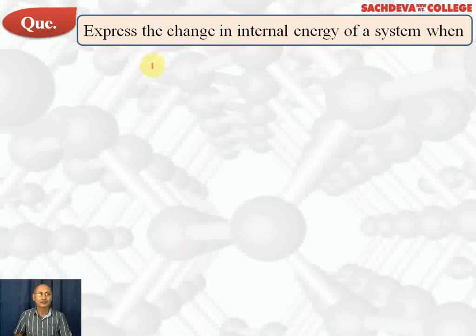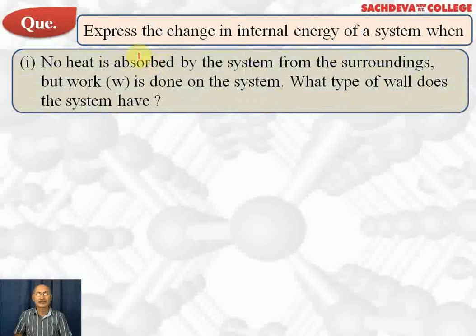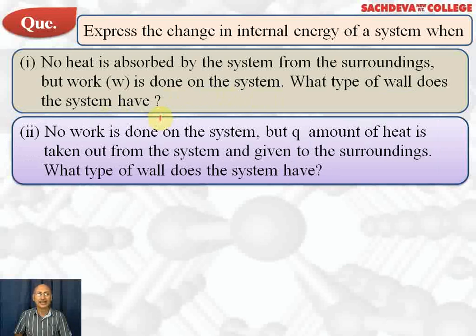Next, we are going to take up question based on this concept. Express the change in internal energy of a system when no heat is absorbed by the system from the surroundings, but work is done on the system. What type of wall does the system have?